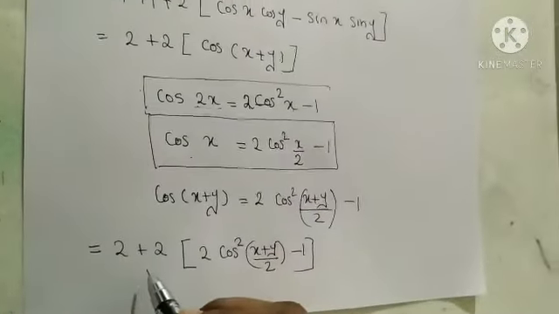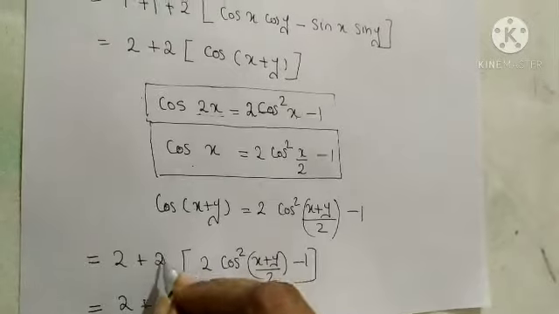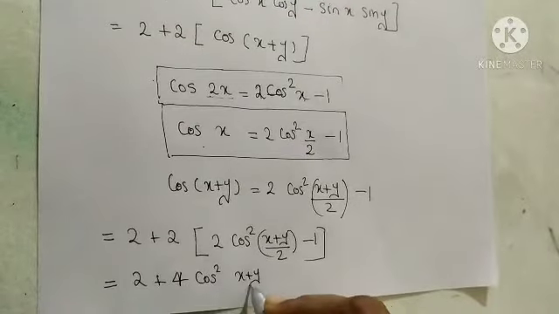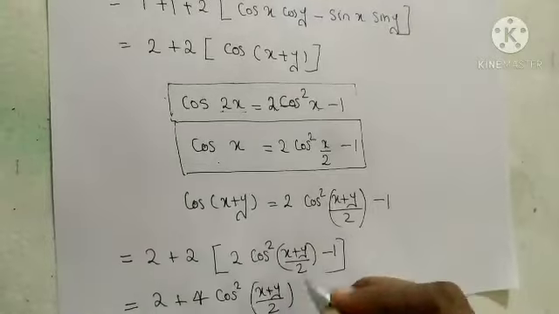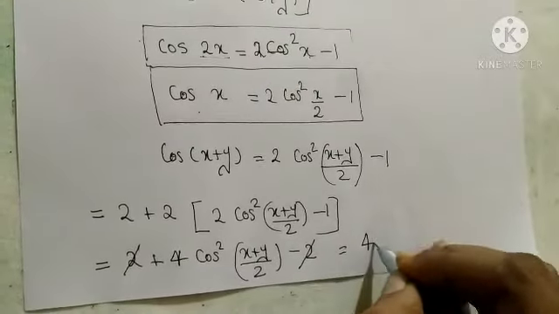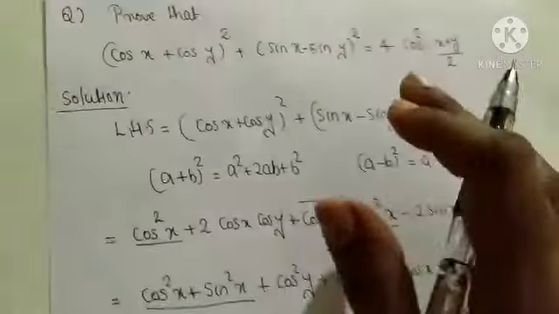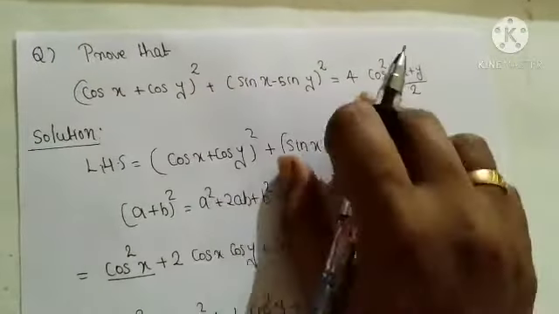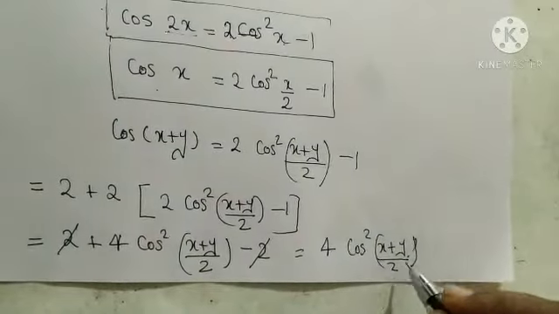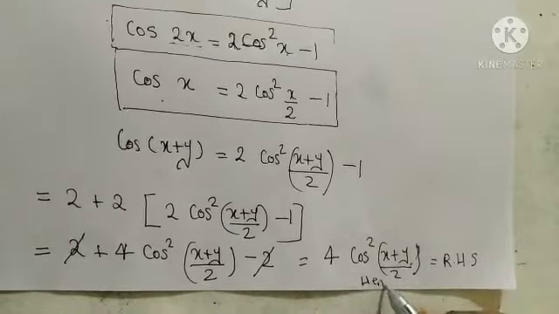Okay, so this is further equal to 2 plus, open this bracket, here we get 2 into 2, 4 cos square x plus y by 2, and also minus 2. Cancelling the plus 2 and minus 2, here we get 4 into cos square x plus y by 2. And in our question, we need to find the RHS as 4 cos square x plus y by 2, right? So here we reach 4 cos square x plus y by 2, that is our RHS. So LHS equal to RHS, hence proved.